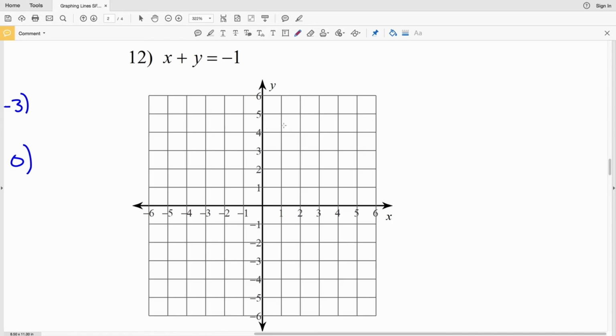Now for number 12. X plus y equals negative 1. Solve for the y-intercept, and then solve for the x-intercept. When x is 0, y is equal to negative 1, and when y is 0, x is equal to negative 1. So we have 0, negative 1, and then negative 1, 0. 0, negative 1 as the y-intercept, and negative 1, 0 as the x-intercept. And then draw a line connecting those 2 points.